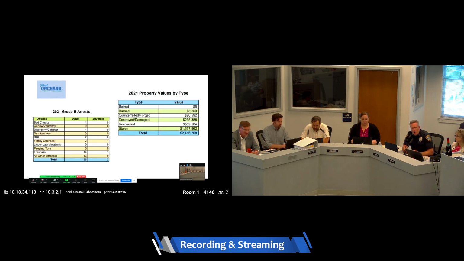So our Group B arrests, again, these are the on-view arrests. Nothing really to say here aside from I want to point out that while we did have a significant amount of property that was stolen last year, we did recover over $500,000. For what we were operating under and where our detective was, that's a pretty impressive number for us to be able to do, to recover a third of that.